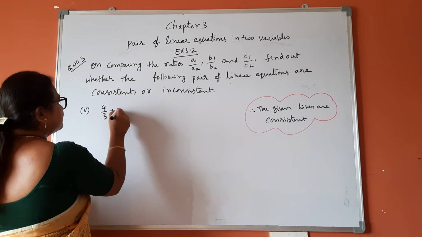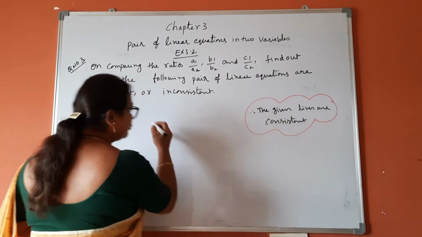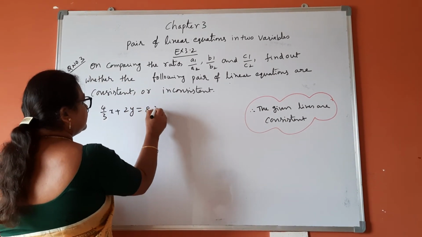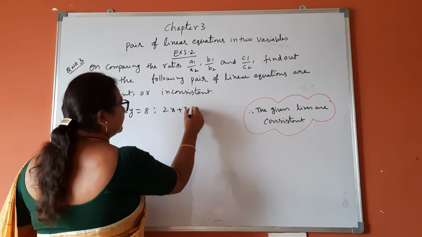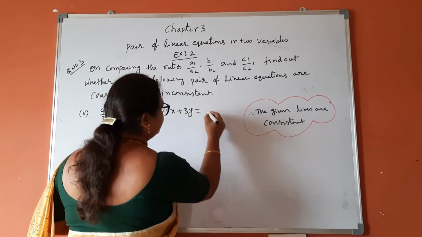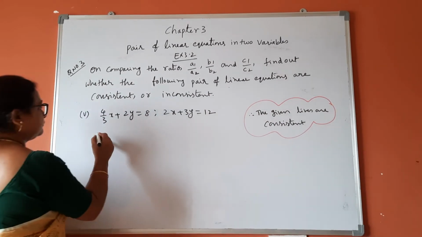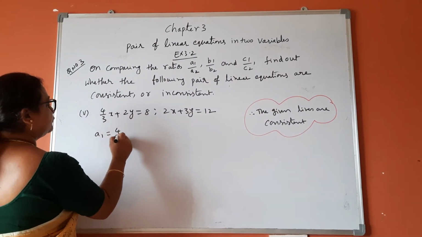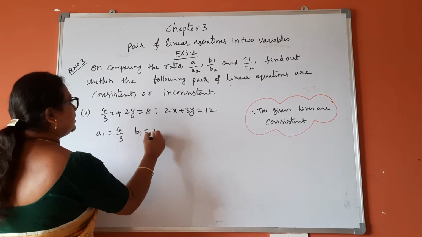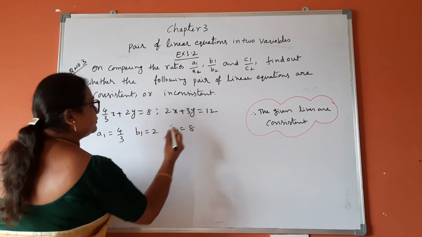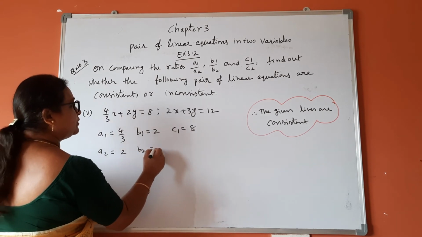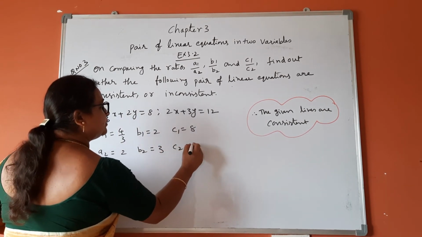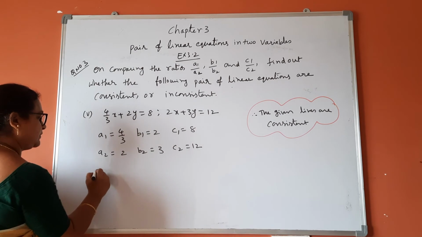Four by 3x plus 2y is equal to 8. 2x plus 3y is equal to 12. A1 is equal to 4 by 3. B1 is equal to 2. C1 is equal to 8. A2 is equal to 2. B2 is equal to 3. C2 is equal to 12.